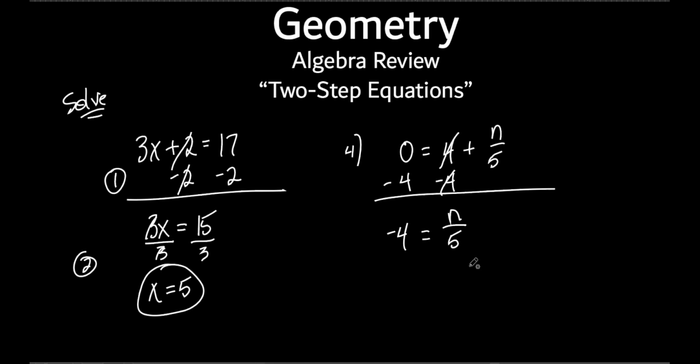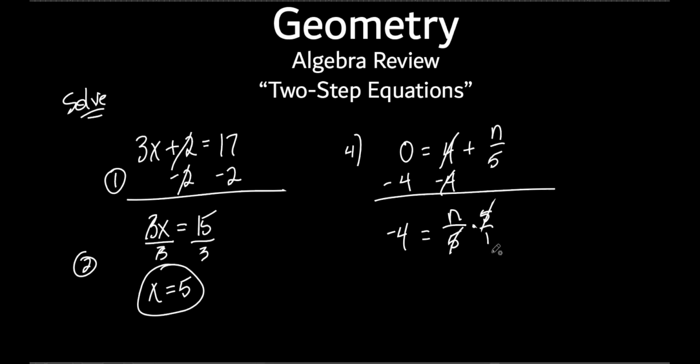Now I got to get n by itself. What do I have to get rid of? The 5. How do I get rid of it? Multiply. Good, because it was being divided, right? Or is being divided. All right, how do you get rid of it? You do the opposite. What's the opposite of division? Multiplication. So we multiply by 5s.